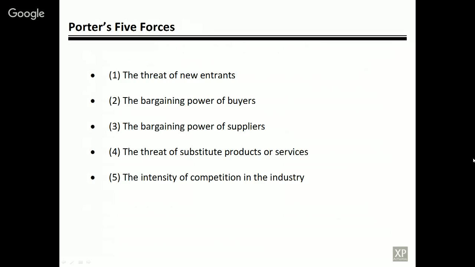A typical exam question would ask you to apply the Porter 5 Forces model to a company, and you'll have to think on your feet. Something that I would suggest is to practice using the Porter 5 Forces model with different industry examples of companies, such as, say, Apple, GM, and so on.